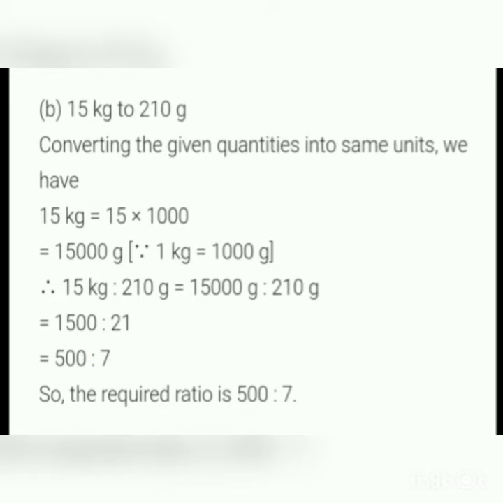So the ratio is 500 is to 7. So for 15 kg to 210 grams, the ratio is 500 is to 7.